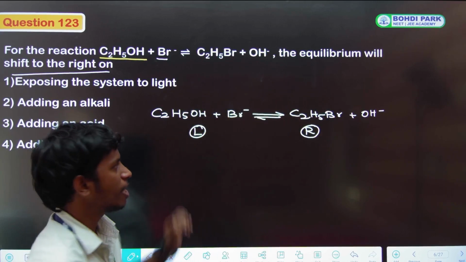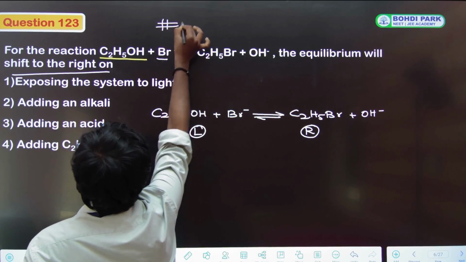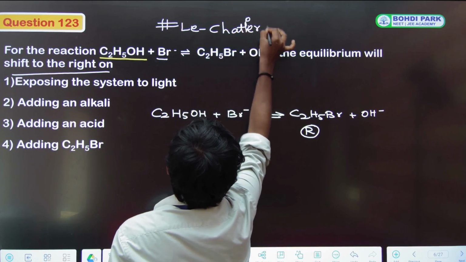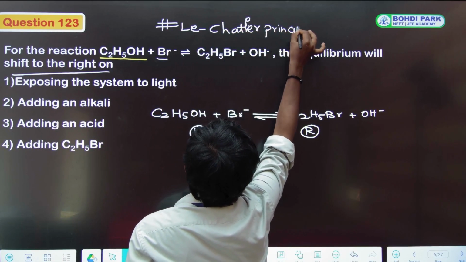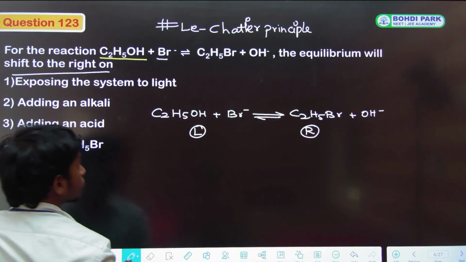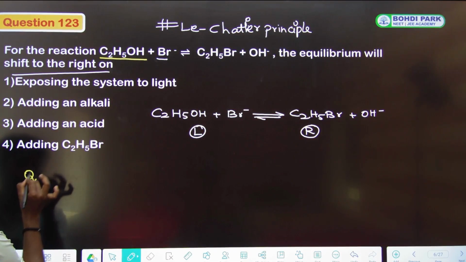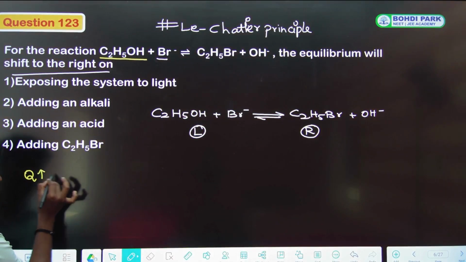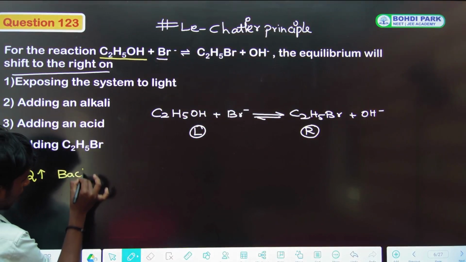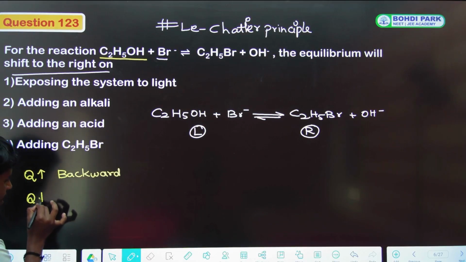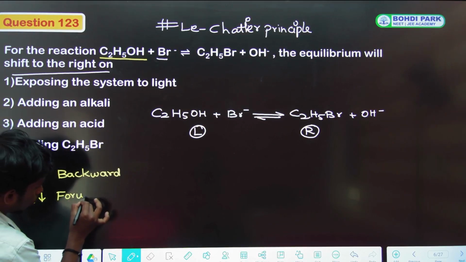அப்ப என்ன principle base பண்ணிருக்கு? It is based on the Le Chatelier principle. The Le Chatelier principle base பண்ணிச்சுக்கோ question. Okay வா? According to Le Chatelier principle, if Q value increases, backward reaction will be happening. Q value decrease ஆச்சு அப்படின்னா forward reaction நடக்கும்.